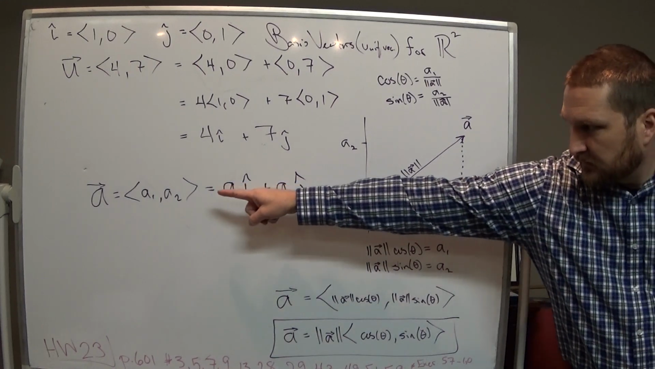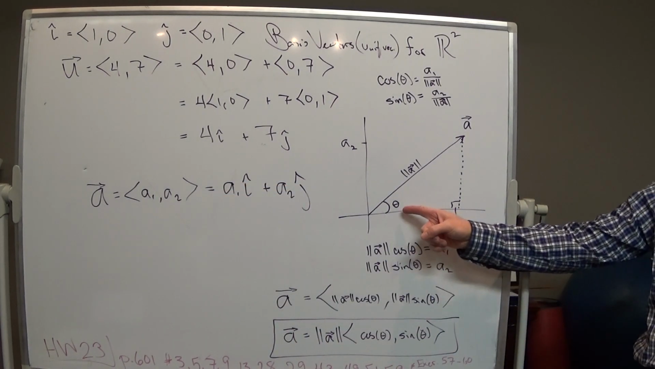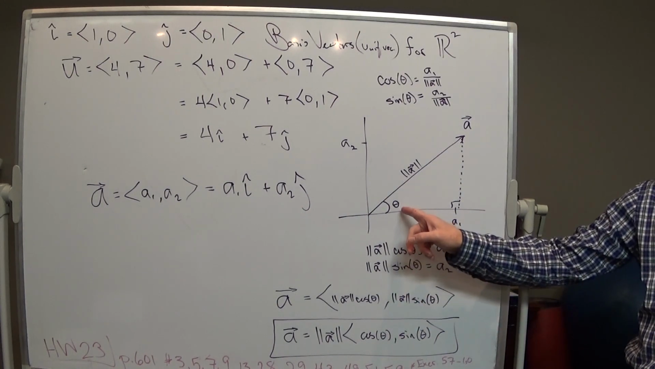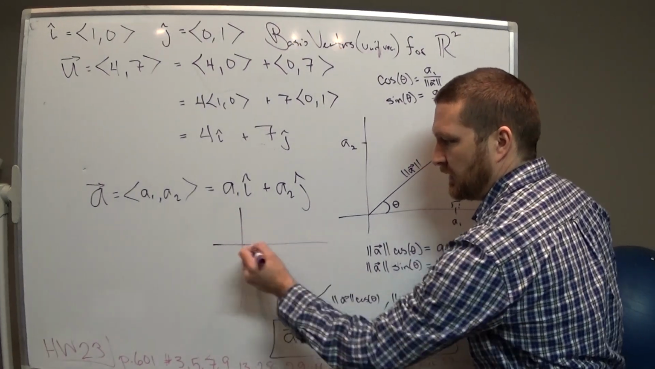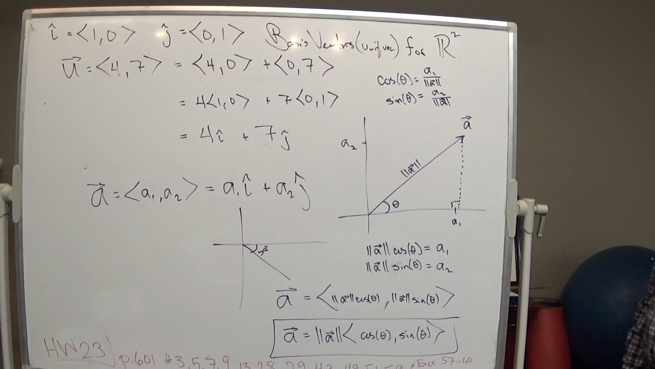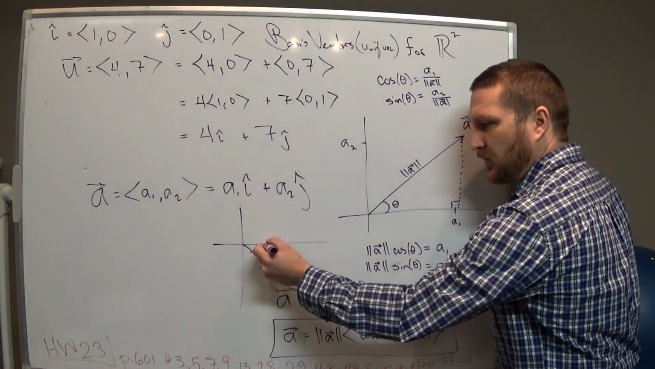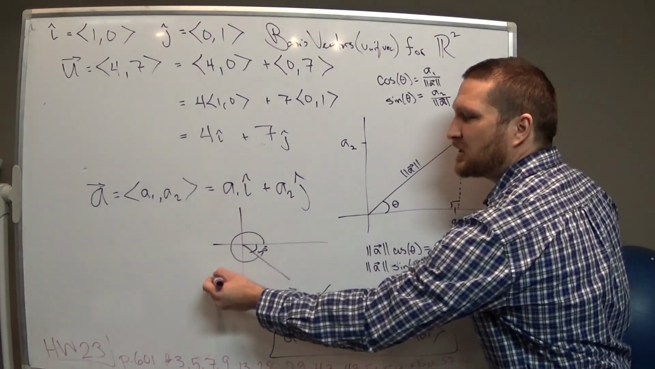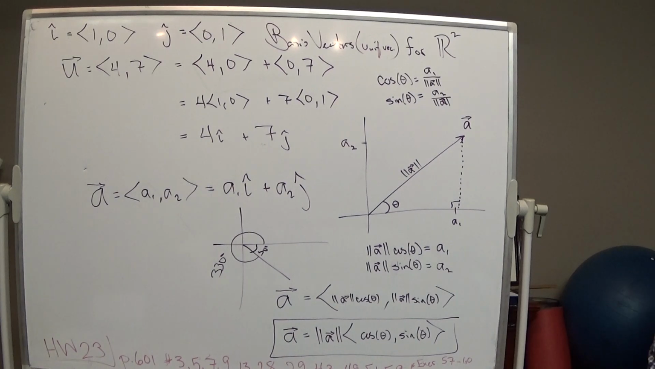Every vector has this form right here as well, as long as you know. And notice what we did: we measured it from the x-axis. So if you're given something like this, and you know that that's 30 degrees, 30 degrees is not your theta. It has to be measured all the way around, and so it'll be 330. Okay? So, questions about that?